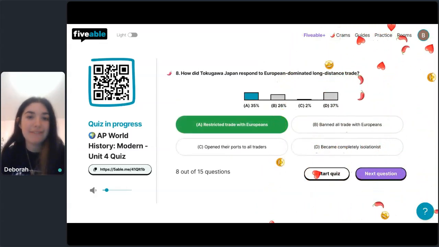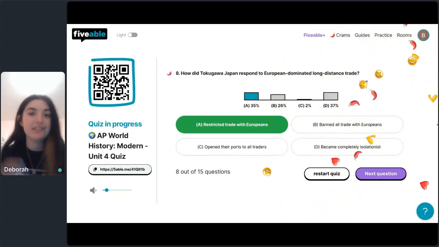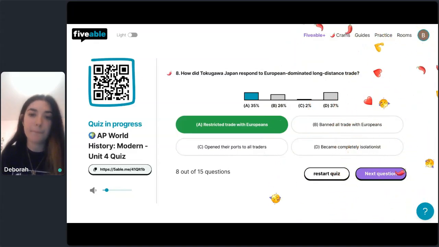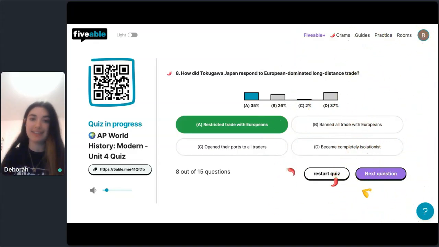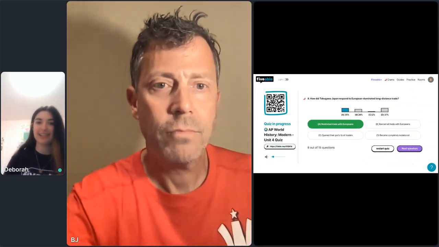Okay, so this one might be something to go over. Tokugawa Japan restricted their trade with Europe. So it wasn't exactly that they became completely isolationist. This is really restricted, right? They started to become more ethnocentric.